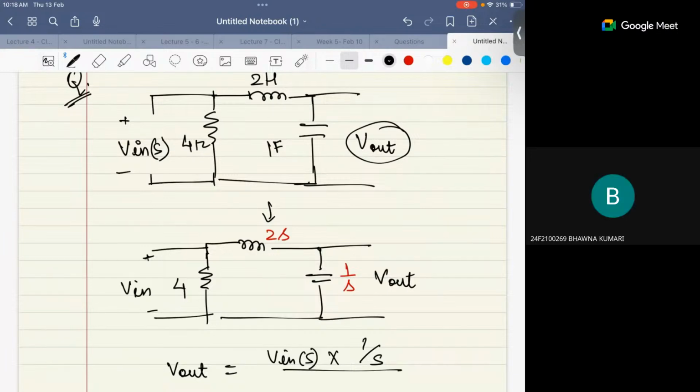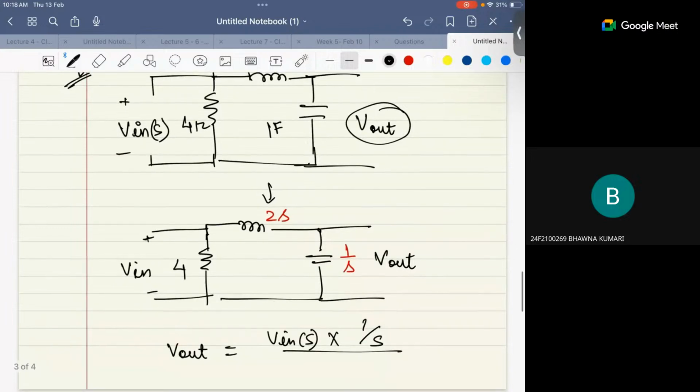Sir, do you add V in S plus 1/s or multiply? What? Can you just repeat it? What did you say? Sir, there is a multiply sign, right, between 1/s and V in S.